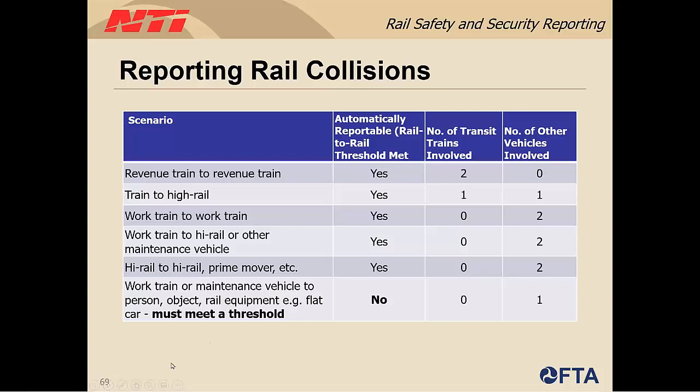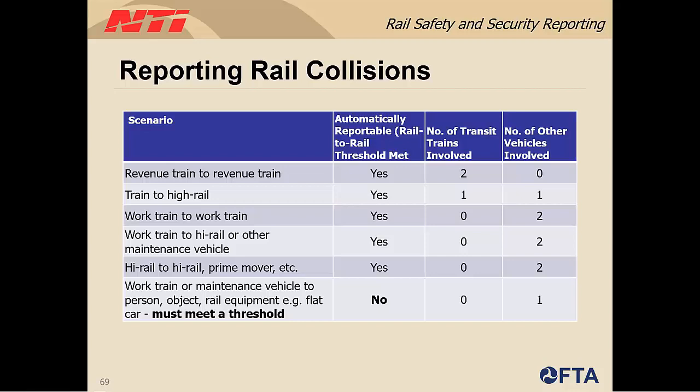So when you're reporting rail-to-rail collisions, we thought this table would be helpful to determine how to report the collision and how many vehicles to include. When you create a rail collision report, the collision event form requires you to enter how many trains are involved and how many other vehicles are involved. So you see that in a revenue train to revenue train collision, you would include 2 trains involved. For a revenue train collision with a high rail vehicle or other maintenance vehicle, you would include 1 train and 1 other vehicle. If the collision is between 2 maintenance vehicles, such as 2 high rail vehicles, then you would only include other vehicles and do not include any trains.